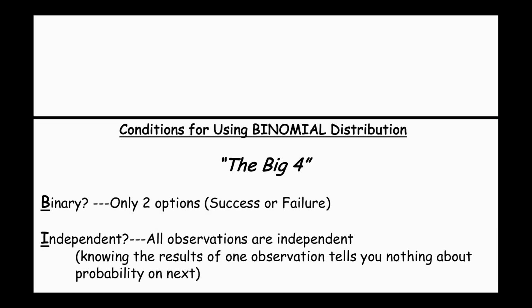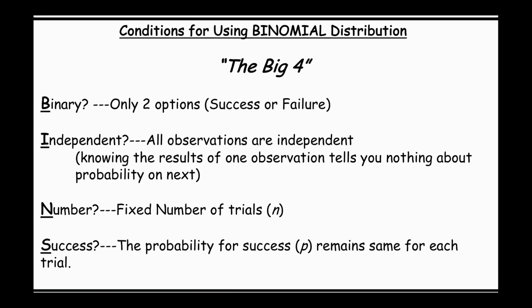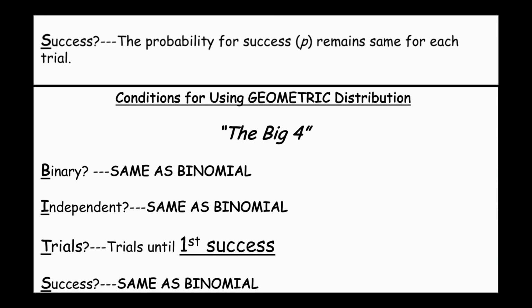In fact, these are the conditions for binomial, right? These are the 4 conditions. We talked about this the last few days. It has to be binary, meaning only 2 options, success and failure. Independent: knowing the results of one observation tells you nothing about the probability of the next. It has to be a fixed number of trials, and the probability of success always has to remain the same, right? Okay, that's for binomial. This is geometric.